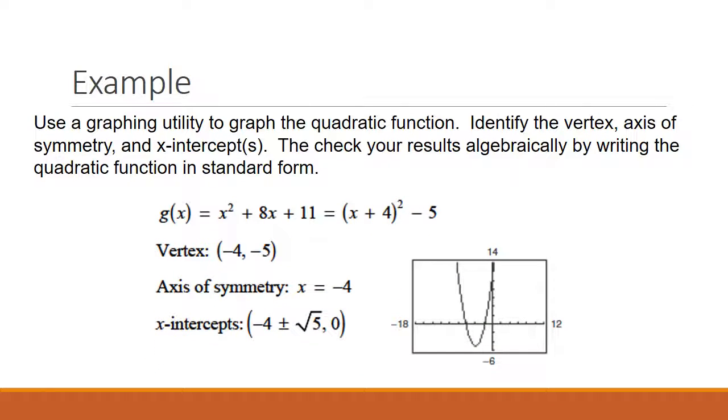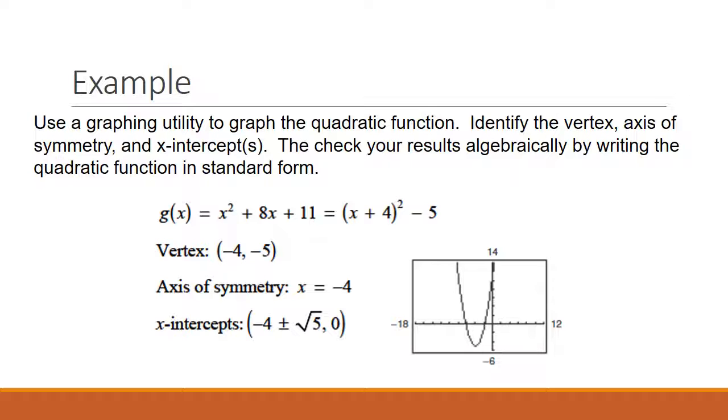Okay, our vertex is (-4, -5), and again, the easy way to find that is to take the original equation, x squared plus 8x plus 11. The h, the x value of the vertex, is going to be negative b over 2a, so negative 8 over 2 times 1, which is negative 4. To get the negative 5, put negative 4 in for x, and the result will be negative 5. So our vertex is (-4, -5), which allows us to write it in vertex form.